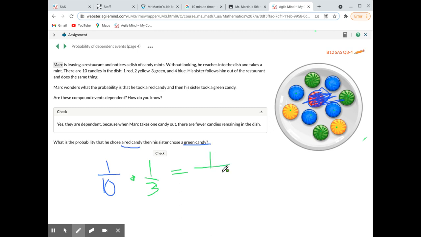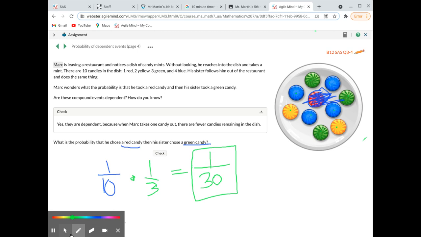And what is 10 times 3, Brendan? If you have 10 groups of 3, how much do you have? 30. Great job. So their chance that they will get a red and a green by picking without looking would be what chance? 1/30th. Is that a very likely probability? No, not really. That's pretty unlikely.